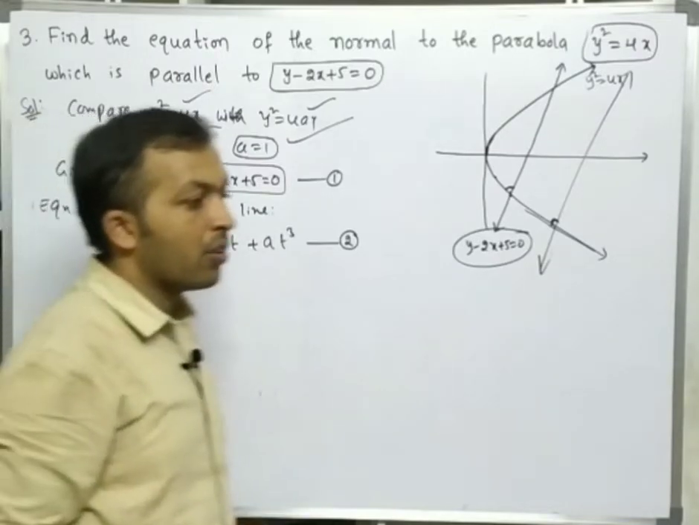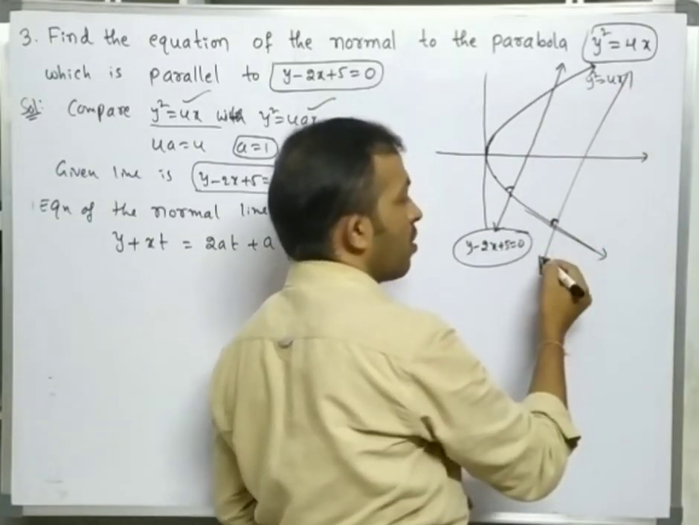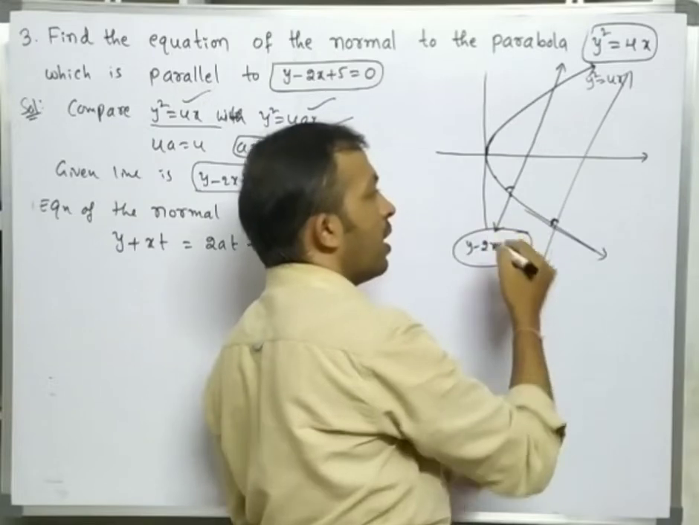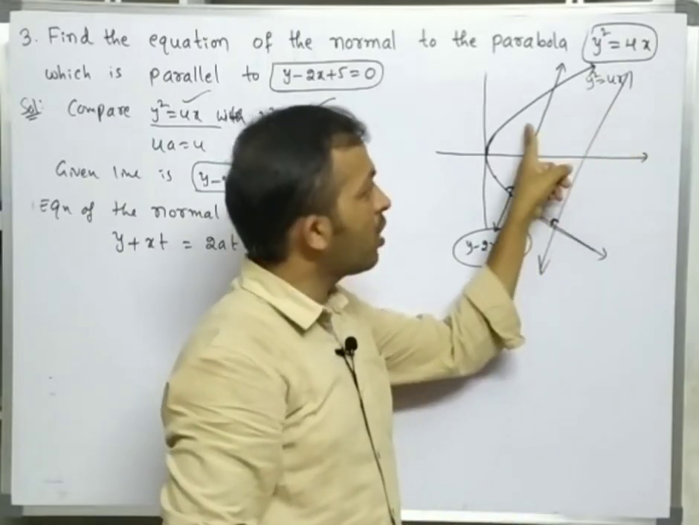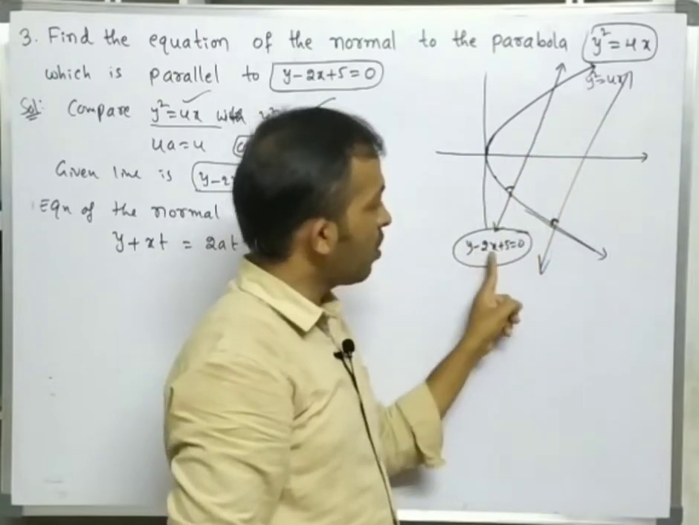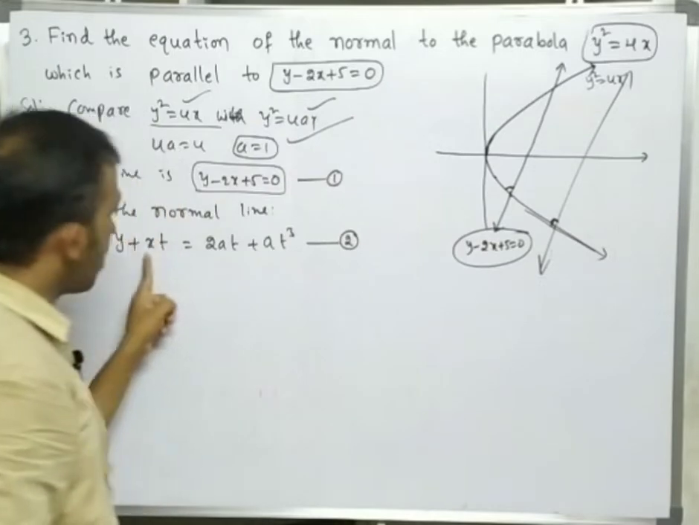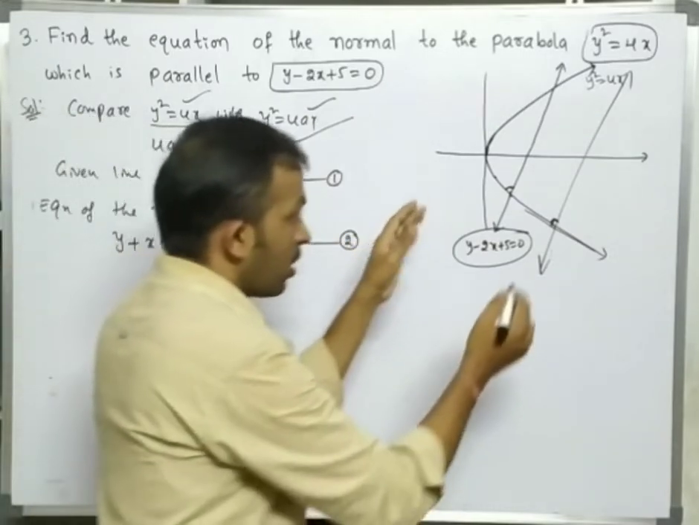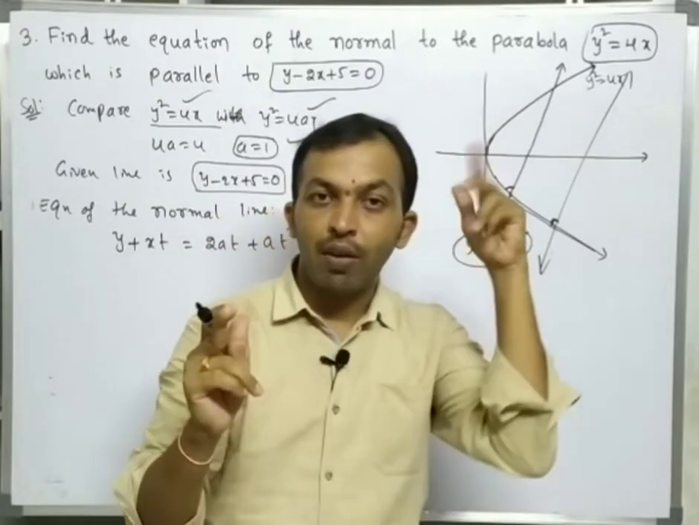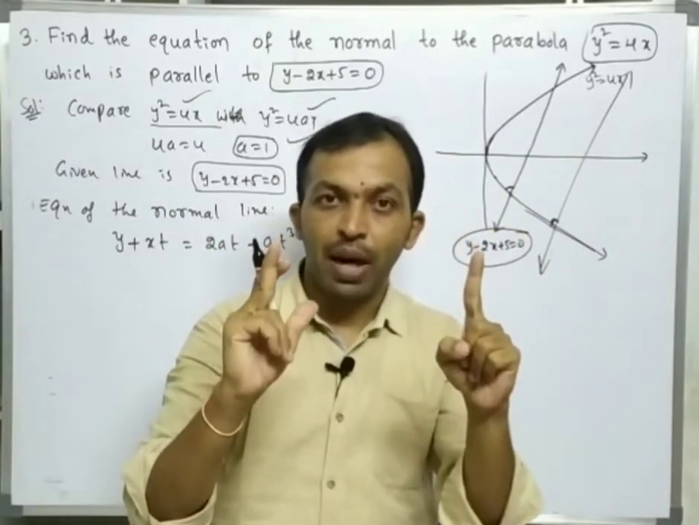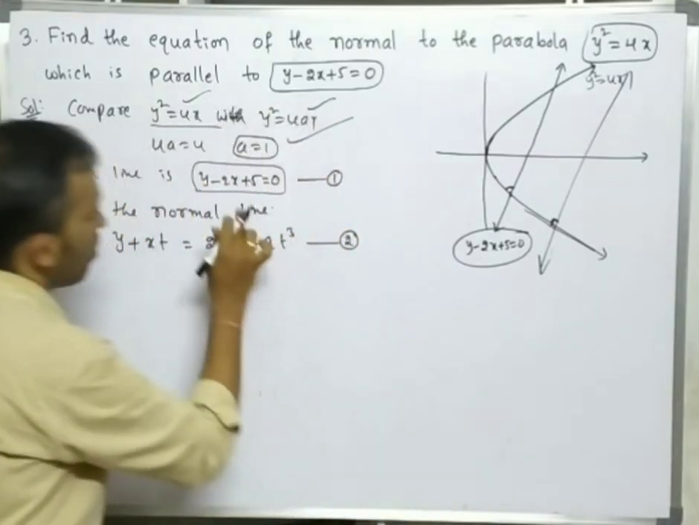What is the condition? We are going to find a line which is parallel to y minus 2x plus 5 is equal to 0, and it is the normal line in parametric form. The condition is that these two are parallel. Recall the knowledge: if two lines are parallel, their slopes are equal. That is the concept.